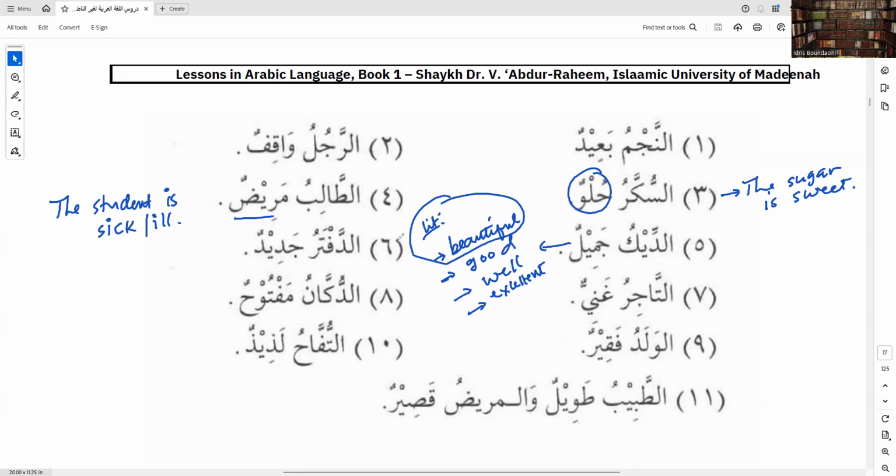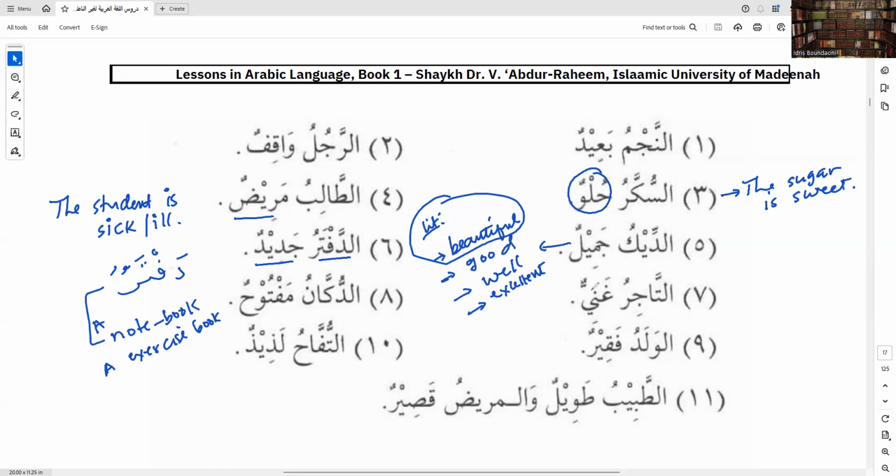Let's look at number 6, السادس. الدفتر جديد. دفتر. Let's look at دفتر. دفتر is a notebook. Your daftar is a notebook. And your daftar can be your exercise book. Daftar. So جديد is new.